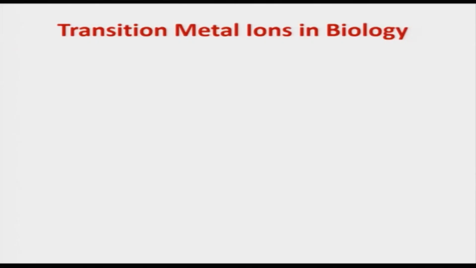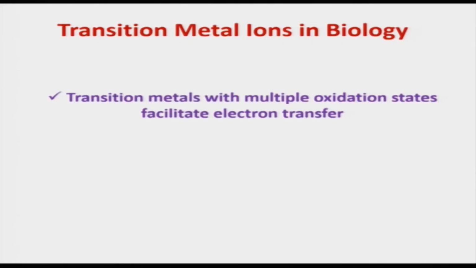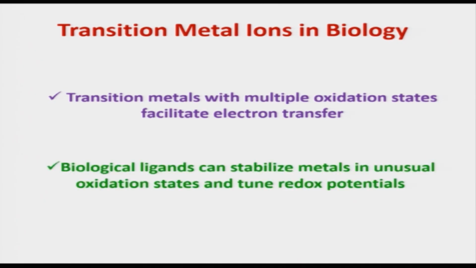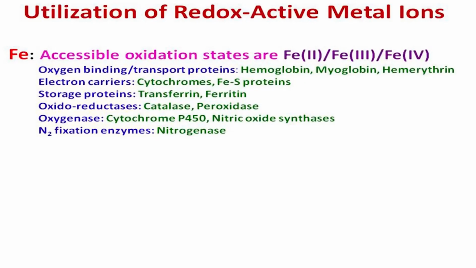Now, transition metal ions in biology. What are transition metals doing? Transition metals with multiple oxidation states facilitate electron transfer. Biological ligands can stabilize metals in unusual oxidation states and tune their redox potential. Now, some of these transition elements are shown over here along with their utilization.